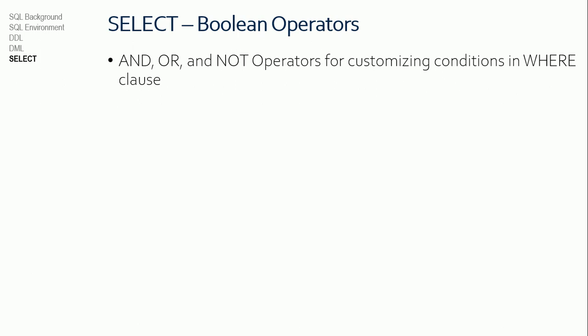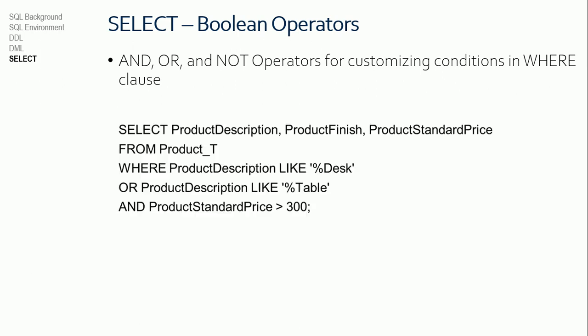So a select Boolean operators, so and, or, and not operators are for customizing conditions in the where clause, right? So here we have three different conditions in our where clause. The product description is like percent desk. That percent in the front, by the way, means that it's sort of like a regular expression. Our value has to end with the letters DESK, but whatever's in front of that can be anything. That's what the percent means. Likewise for product description, right?